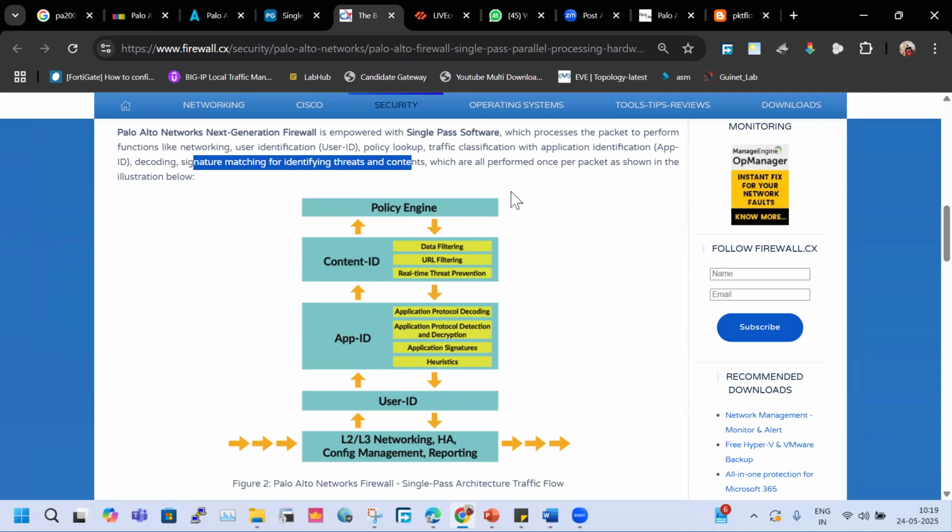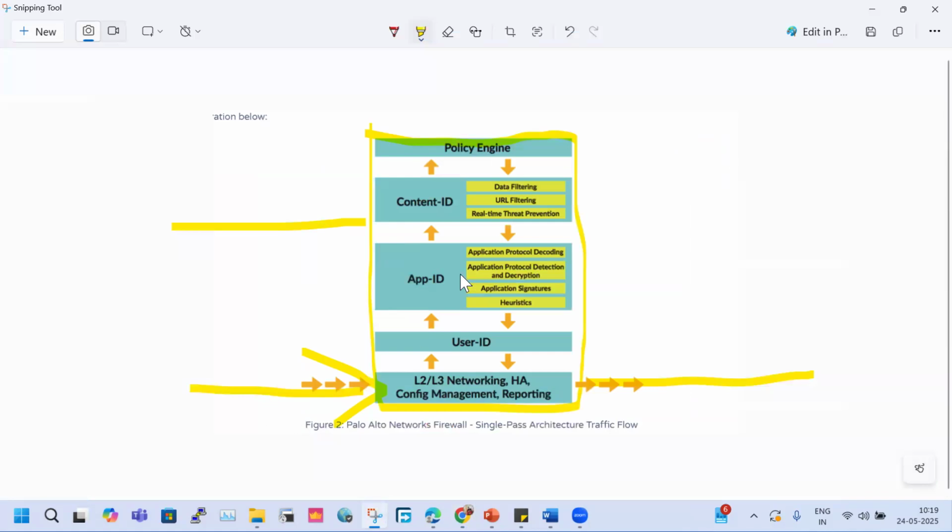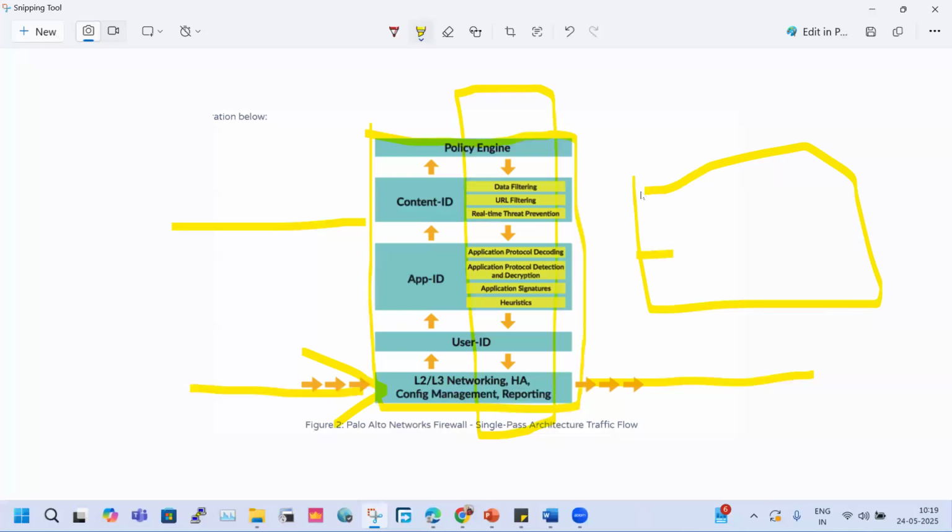So what happens in single pass architecture? In single pass architecture, all these inspections will be taken at once by the firewall. It is not stepwise like this. In other firewalls, what happens? First of all, other vendors are available, Fortinet, Cisco, and all those firewalls, right? So what happens on those firewalls?